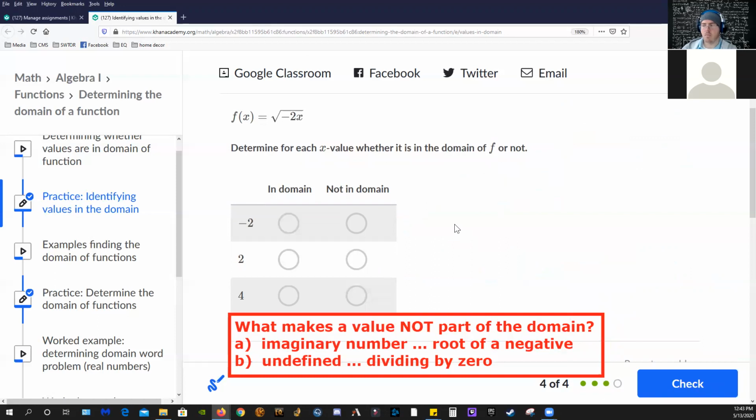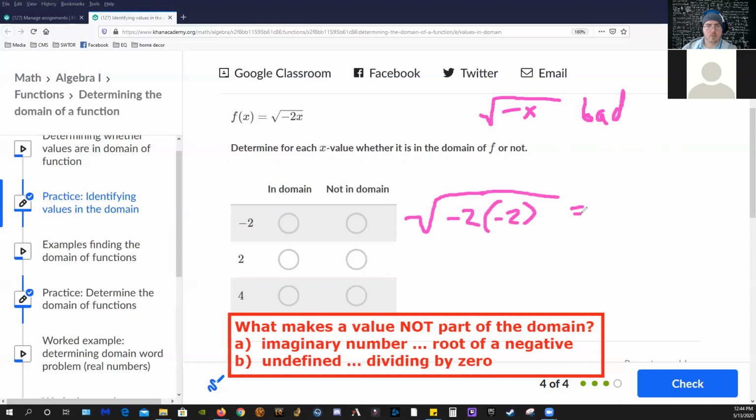Last one for this lesson. So again, what's bad here? The square root of a negative value is bad. We just don't want that to happen. So this one would be the square root of -2 times -2, which is the square root of 4, because negative times negative is positive. That's fine.